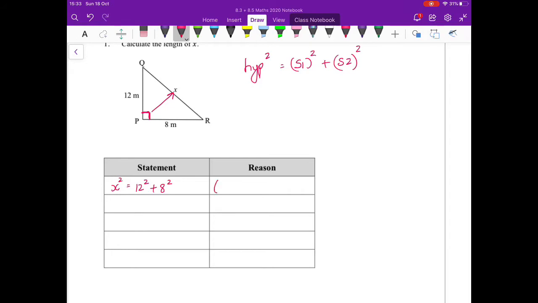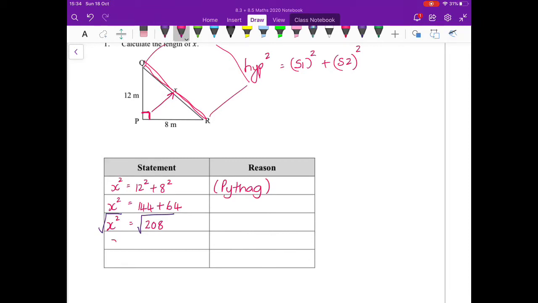Remember, we start with a plus statement and we always have a reason, and our reason is Pythag. X squared equals 12 squared, which is 144, plus 8 squared, which is 64. So x squared, if I add those two together, I'm going to get 208. Now remember, we've actually worked out what this square is on the hypotenuse, but we want to know the length of one of its sides, so we are going to square root to get x on its own.